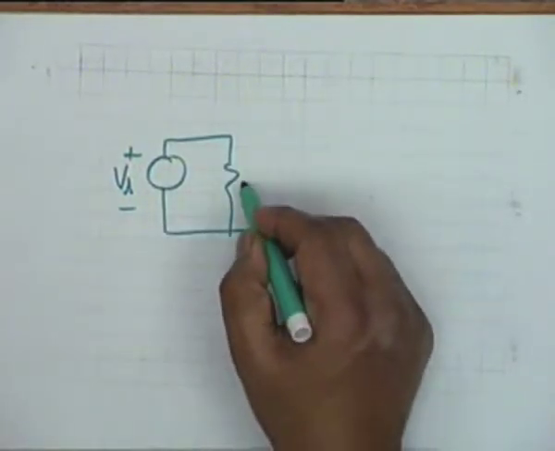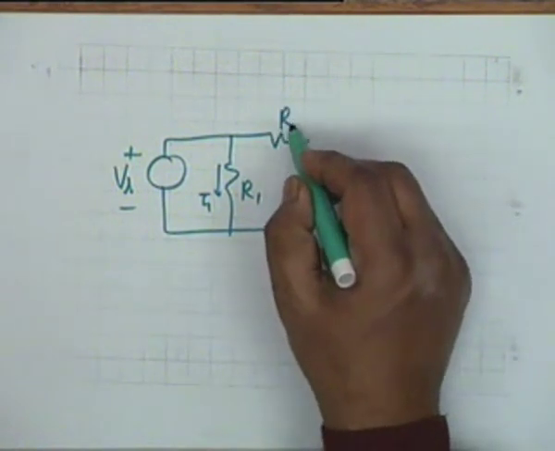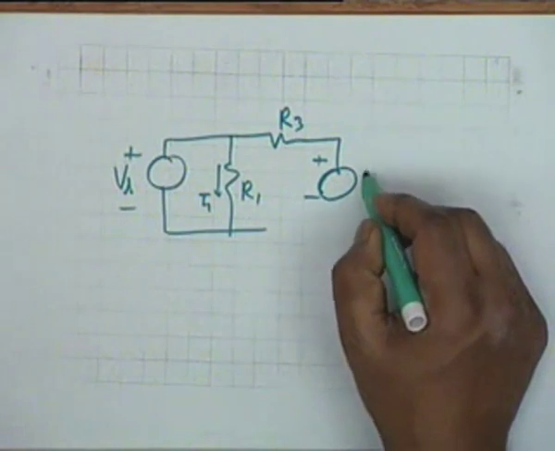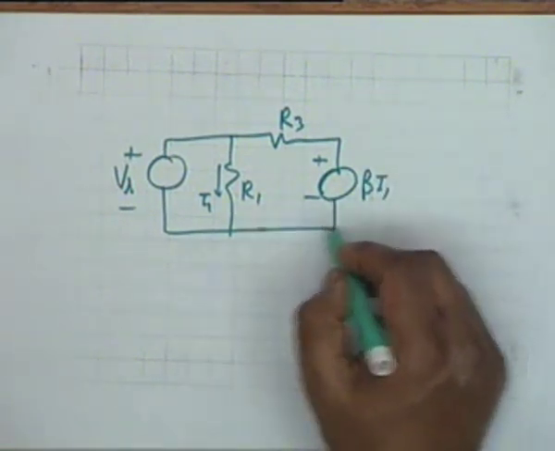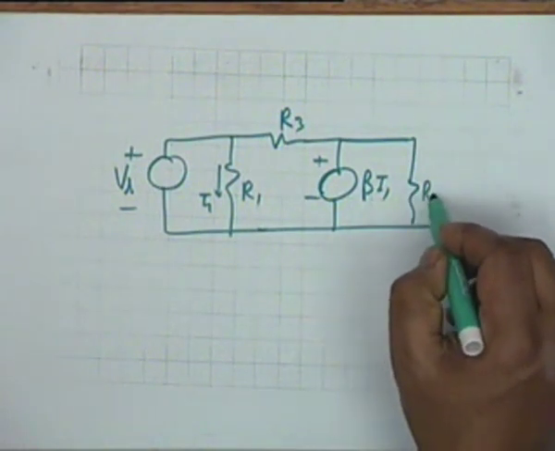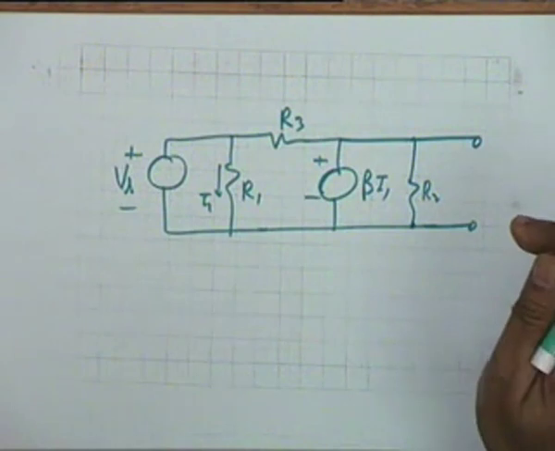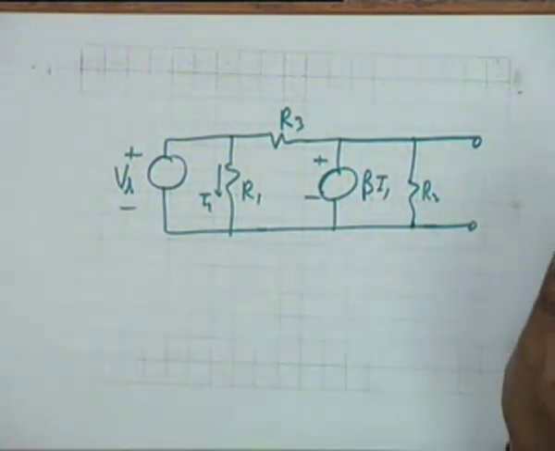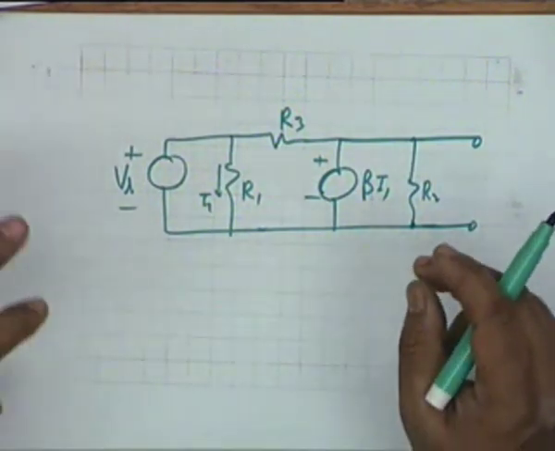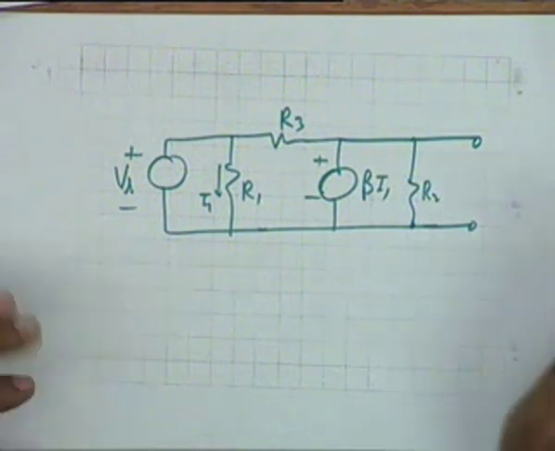What he says is R1, I1, R3, and he says let this be a dependent voltage source beta I1 instead of a dependent current source. Then we have an R2. What did you want to calculate? Thevenin resistance. But before that, you also want to calculate Vt, open circuit voltage. The open circuit voltage here obviously shall be equal to beta I1.